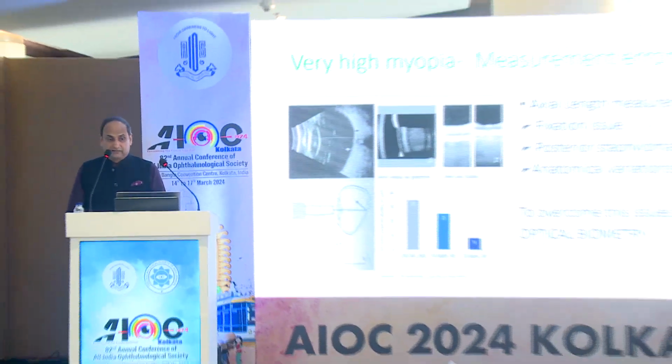So when do we classify it as a long eye? More than 24.5 millimeters. These are some basic slides. And what are the errors that we can get? The measurement error and the formula error. What actually is the problem with a very high myopia?